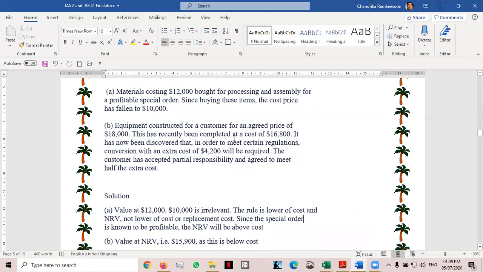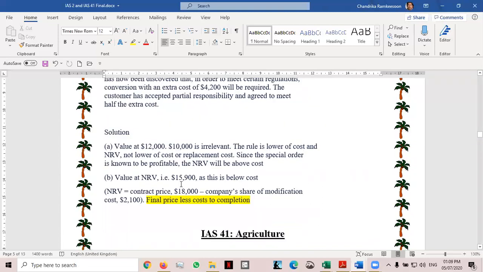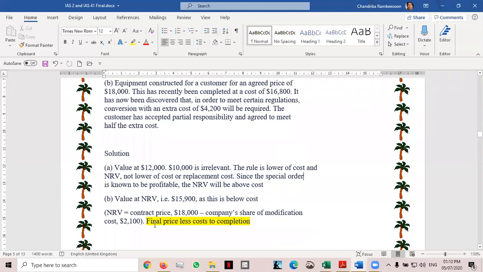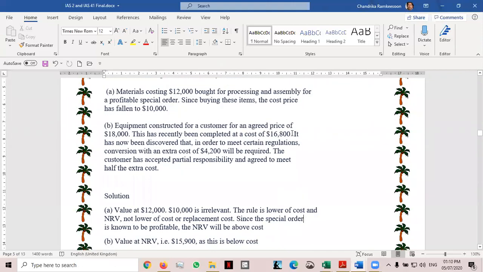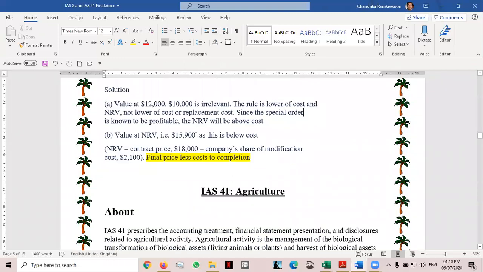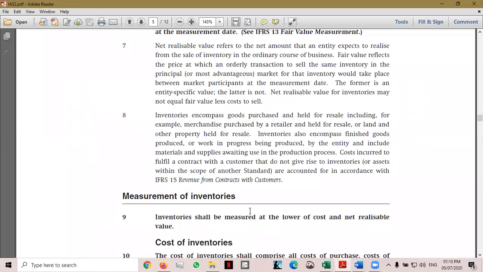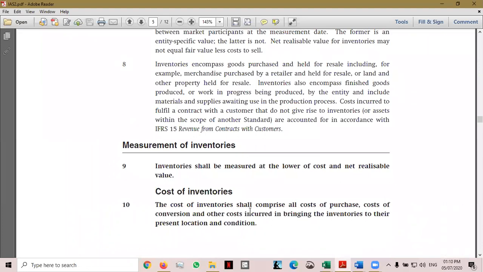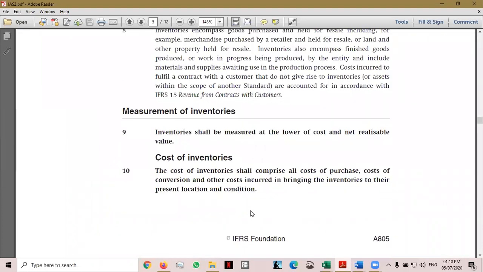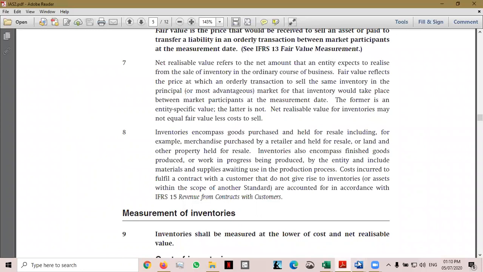Now previously you were told that it has been completed at a cost of 16.8. Thing is, this 15.9 is below the 16.8, and therefore the lower of cost and net realizable value is the 15,900. Now you've got the standard here, as I said, which you can take a look at. All right, so good.